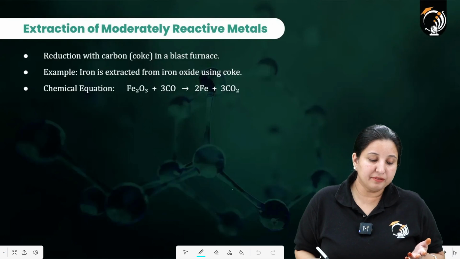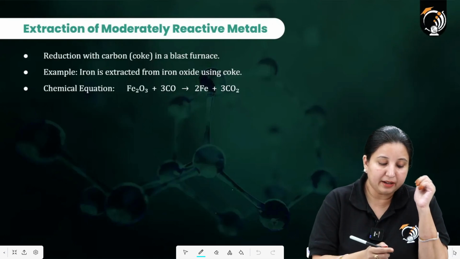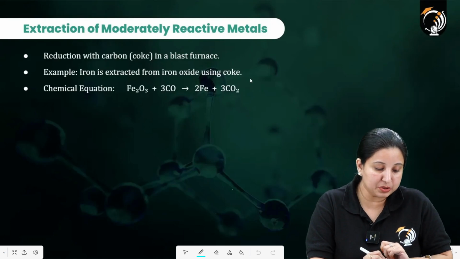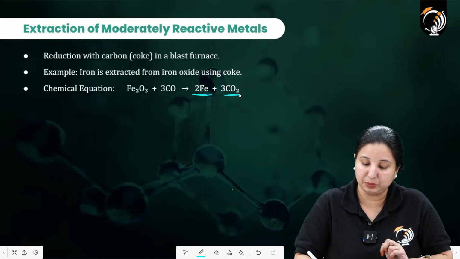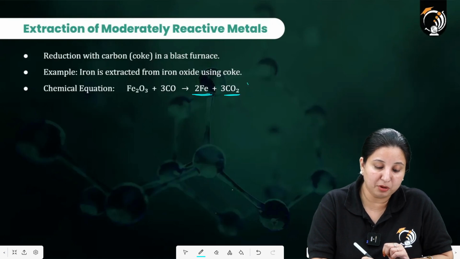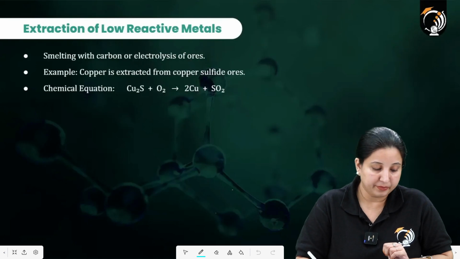Then reduction with carbon is for the moderately reactive metals. So, iron is extracted from iron oxide using coke. Fe2O3 plus carbon monoxide gives you Fe and CO2. And this is a very common question which is asked again and again in exams.